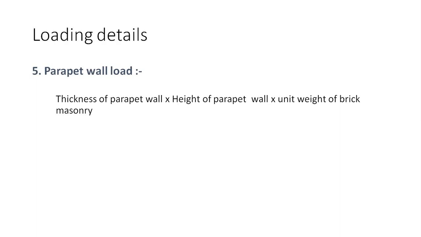Next one is parapet wall. This kind of wall is provided at terrace floor. And the calculation is thickness of wall into height of wall into unit weight of brick masonry. Generally, for a G+4 multi-storied building or for our cases, parapet wall height is considered as 1200 mm to 1500 mm. For residential building, this value shall be reduced. And this parapet wall load is spread over the beam along the length of beam in the unit of kilonewton per meter.